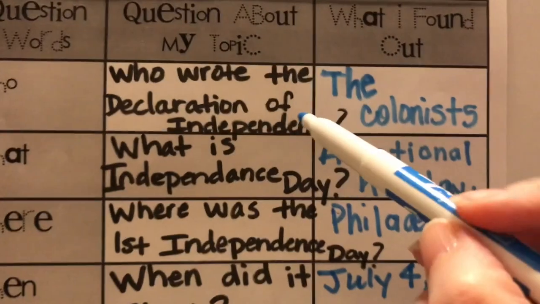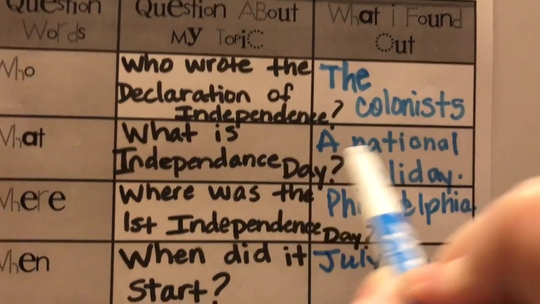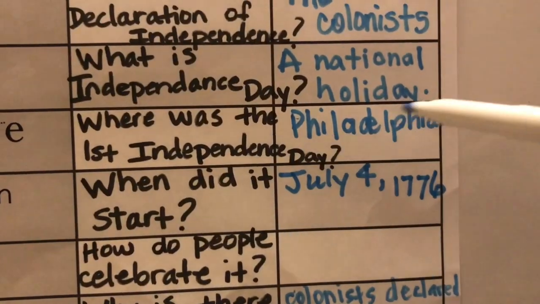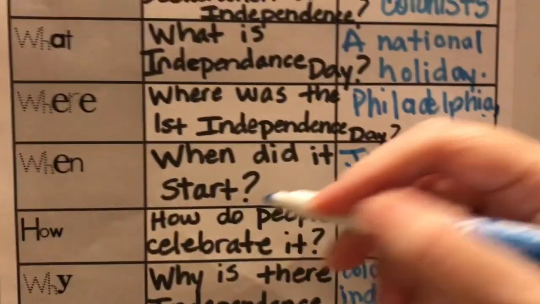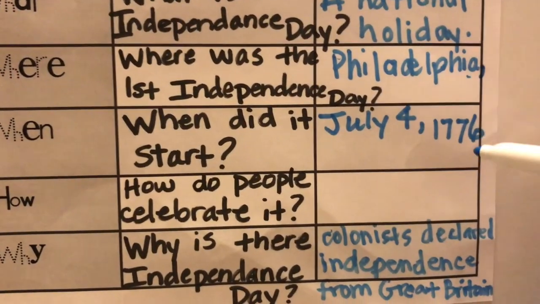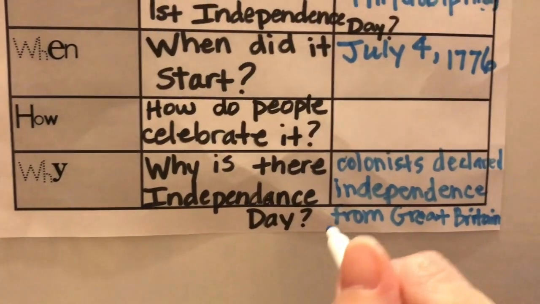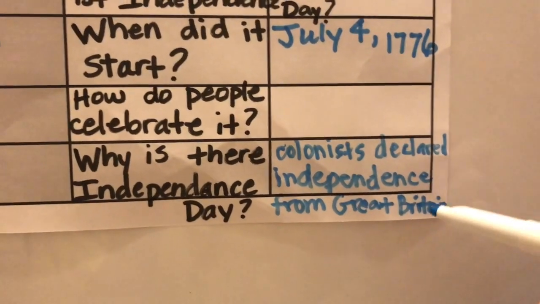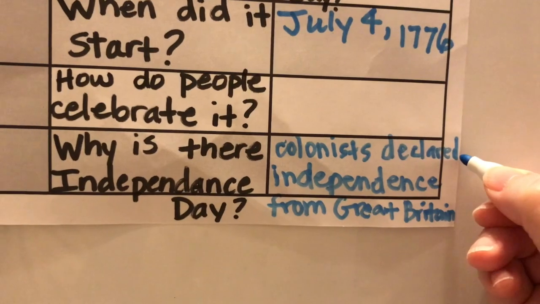So, who wrote the Declaration of Independence? The colonists. What is Independence Day? It's a national holiday. Where was the first Independence Day? Philadelphia, which is in Pennsylvania. When did it start? July 4th, 1776. Why is there Independence Day? Because the colonists declared their independence from Great Britain when they came over from England.